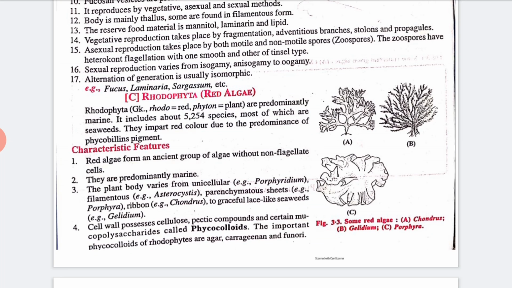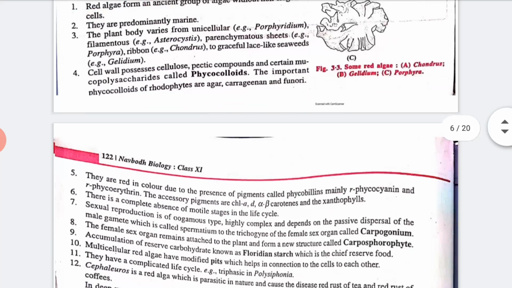See here, a figure is given. You can see some red algae. Okay, so red algae form an ancient group of algae without flagellate cells, and they are predominantly marine. The plant body varies from unicellular and parenchymatous sheets to graceful leaf-like seaweeds. Okay, the cell wall possesses cellulose, non-pectic compounds, and certain mucopolysaccharides that are called phycocolloids. So in this way you can read about the red algae.